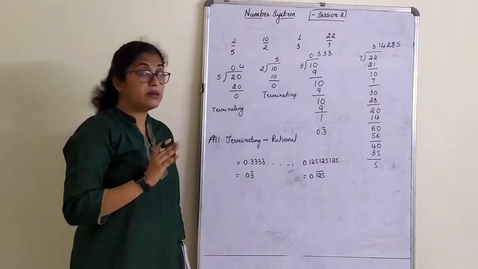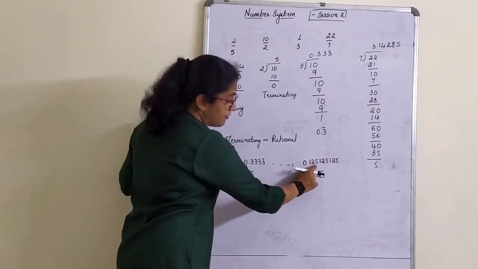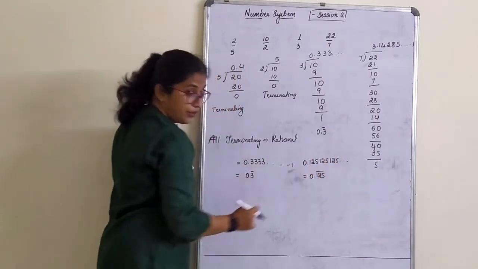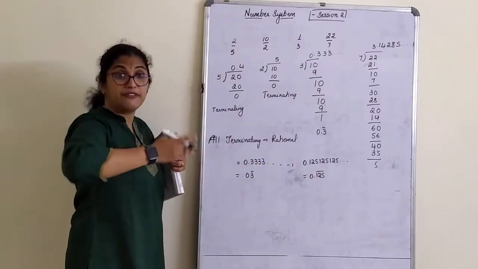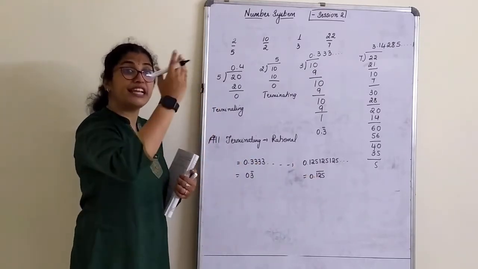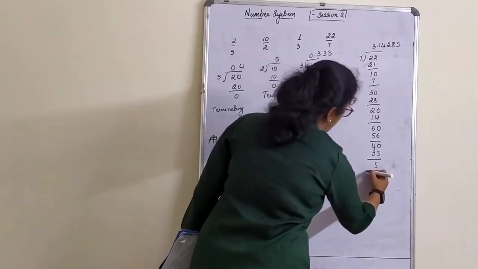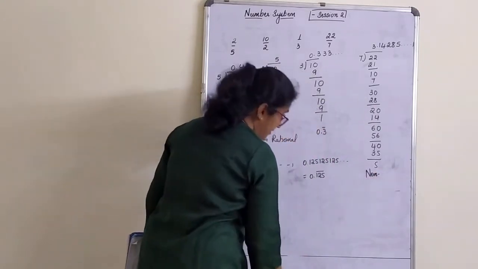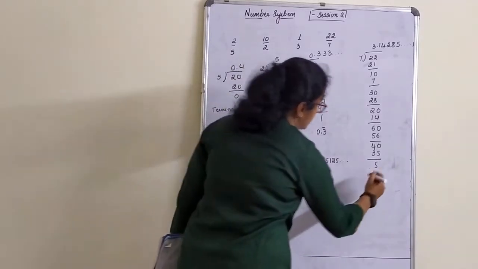Sometimes we say that as periodic recurring. Why periodic? 125. After this period, again 125. After this period, again 125. This is periodically recurring. After every period it is recurring, after every interval of time. This is non-recurring. I'm sorry, it is recurring. Non-recurring are these. So this is recurring.